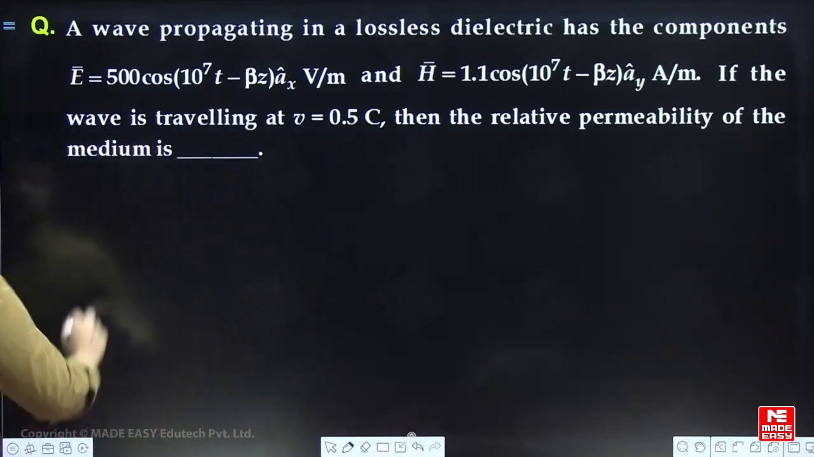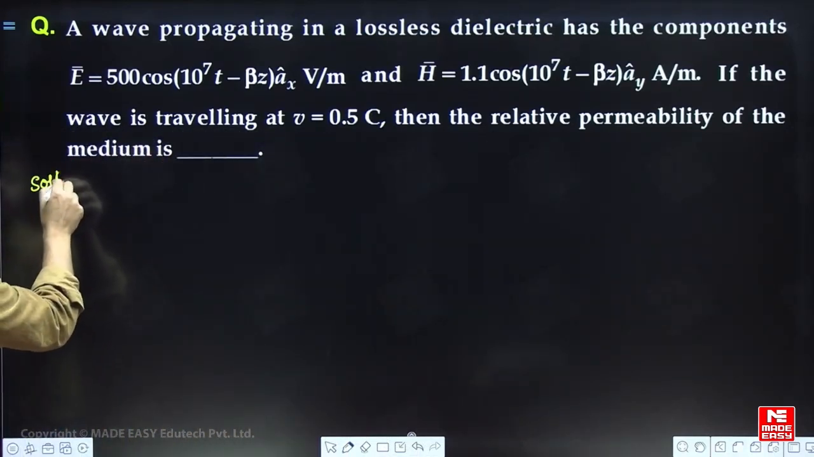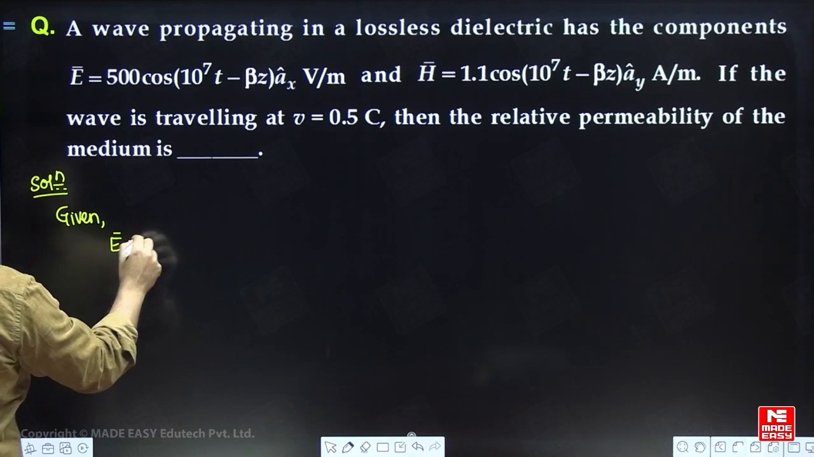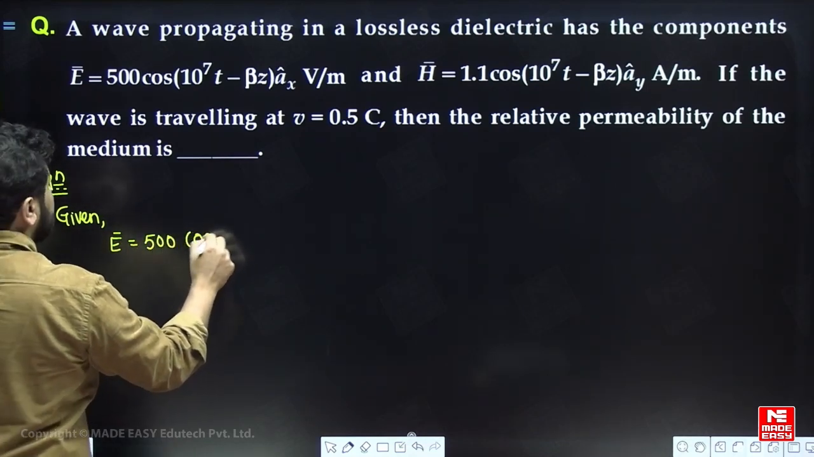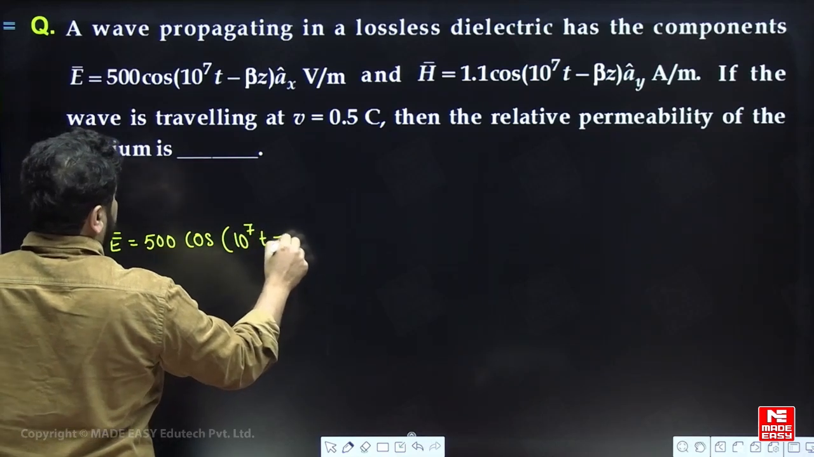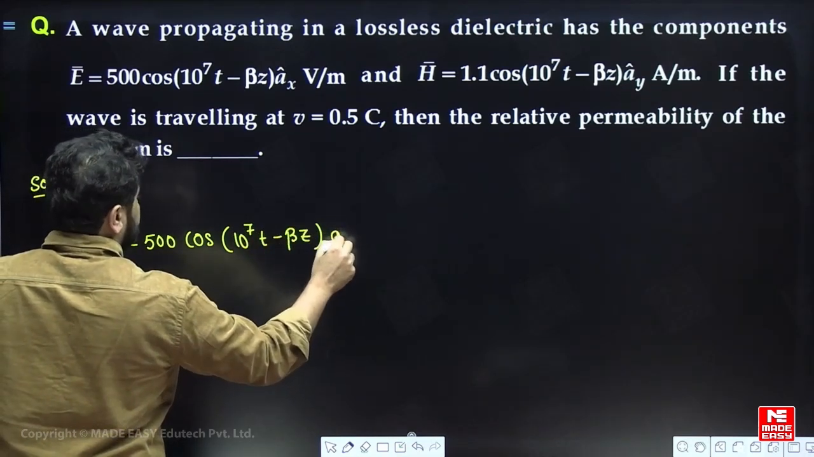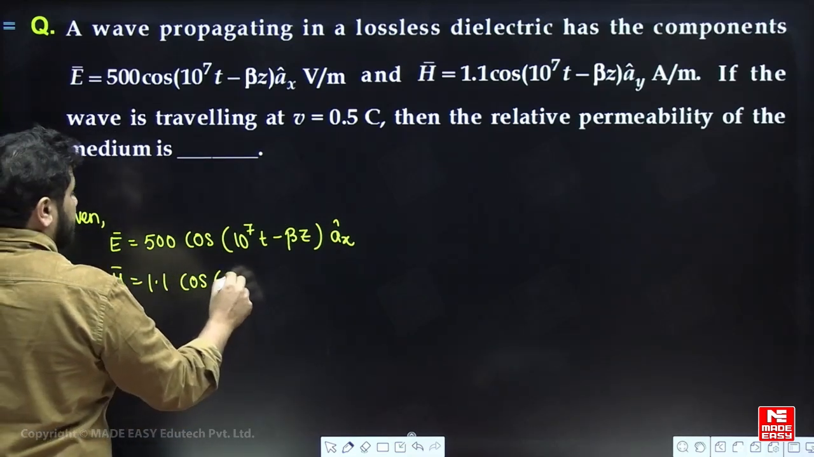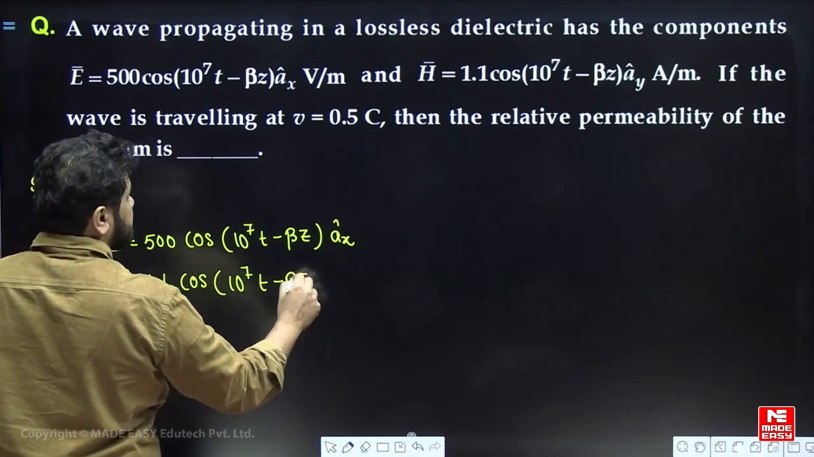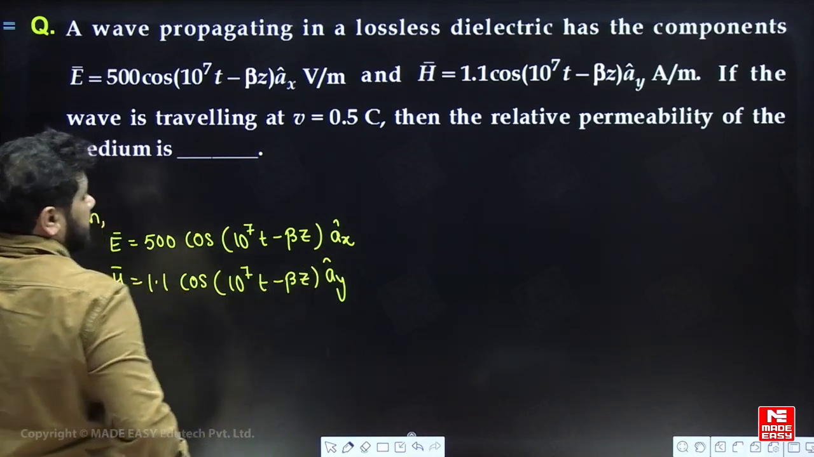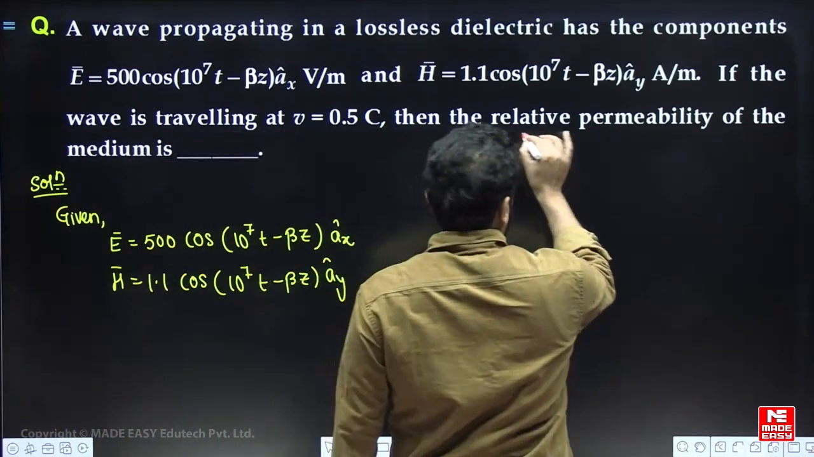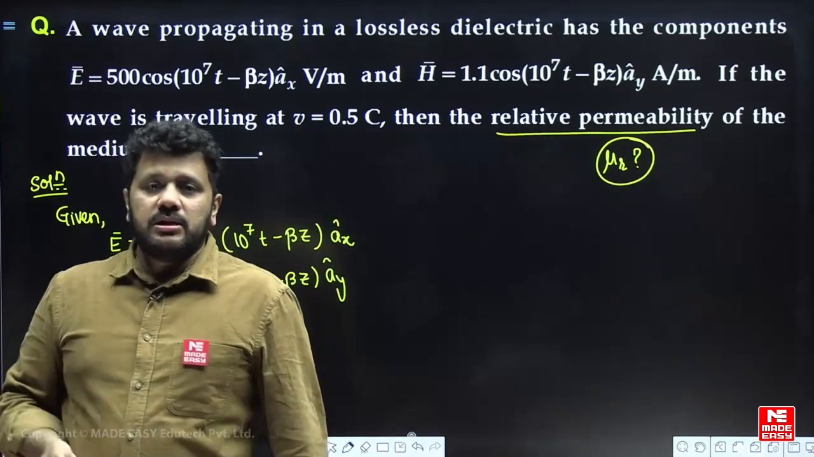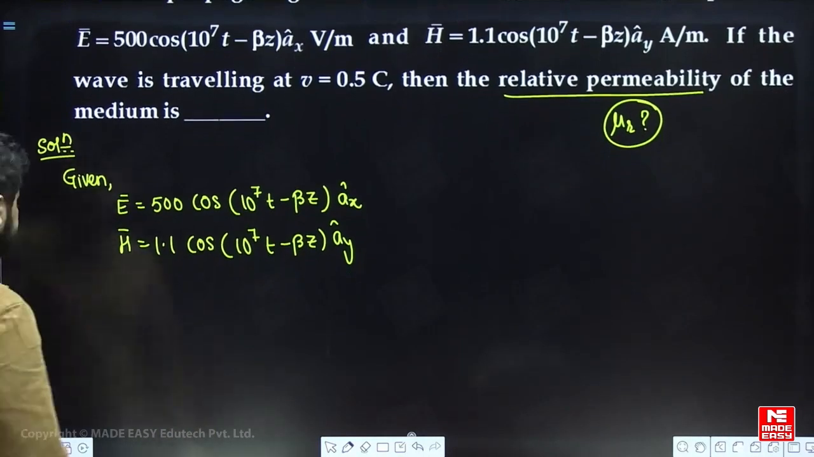Correct. Okay. Now how to solve this? Now what is given actually? Given is E vector which is equal to 500 into cos of 10^7 t minus beta z ax. How much is the H vector? 1.1 into cos of 10^7 t minus beta z in the direction of ay. They are asking to find the value of relative permeability, means mu r is equal to what? Correct. So this question has been given. Now how you will do it?